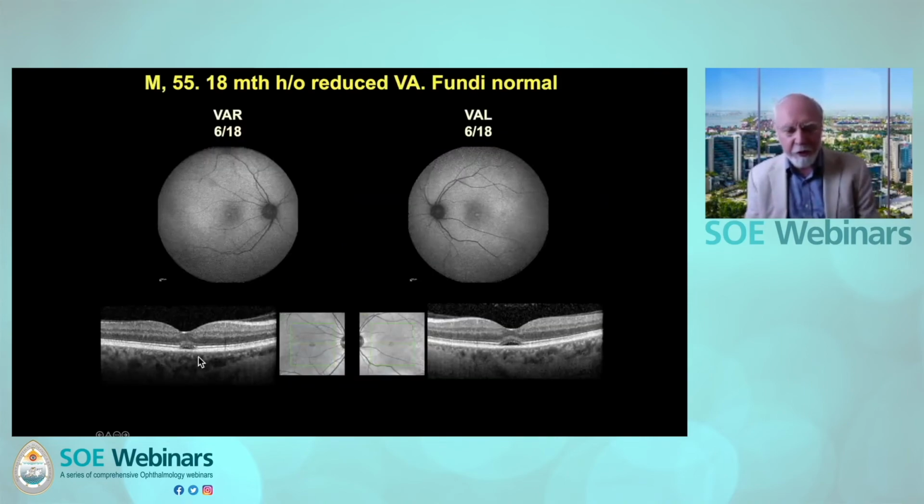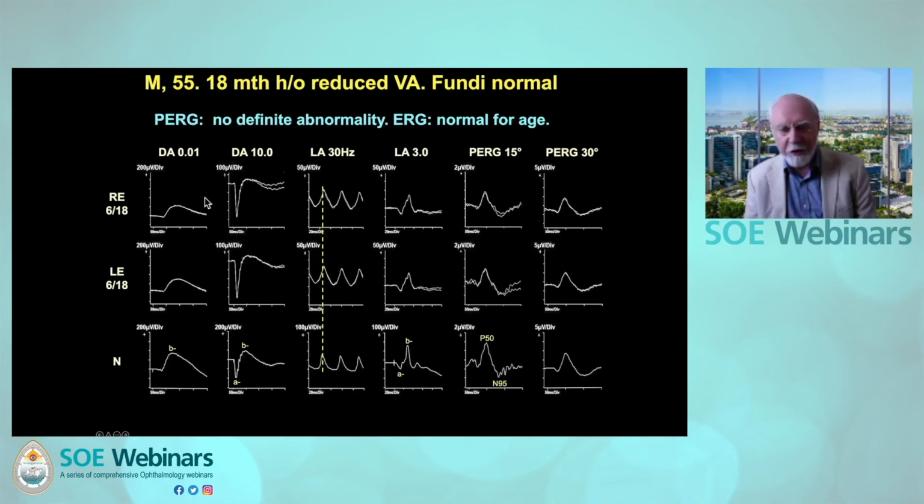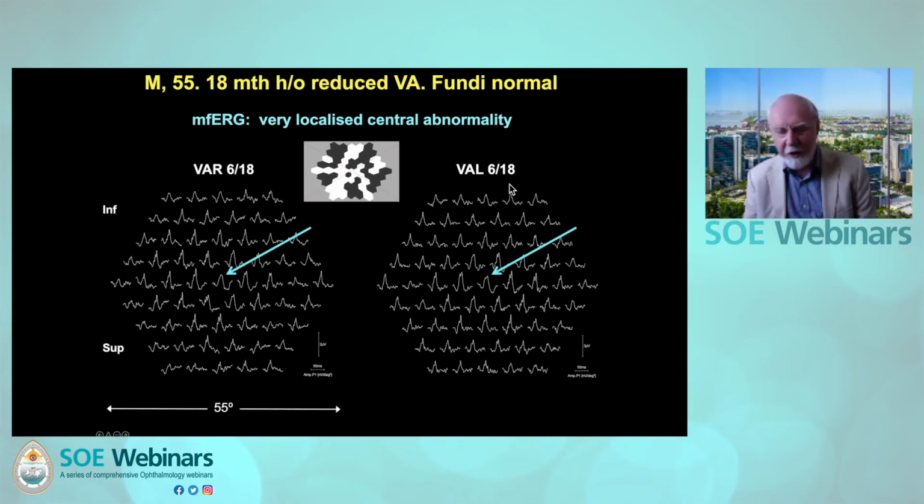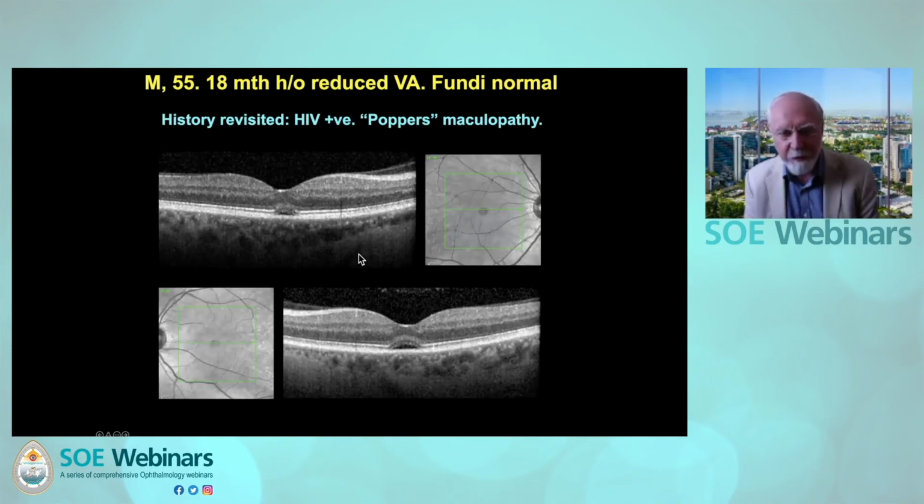This is another patient who has a single foveal cavitation, but with a different history. 8-month history of reduced visual acuity. Electrophysiology shows no generalized ERG abnormality, and indeed even the pattern ERGs are normal, suggesting that the abnormality really is very localized. And then when we do a multifocal ERG, we see in the central foveal hexagon very localized dysfunction, with the central response being smaller than its fellows. Back to the history, the patient was HIV positive and had been indulging in poppers and has poppers maculopathy.